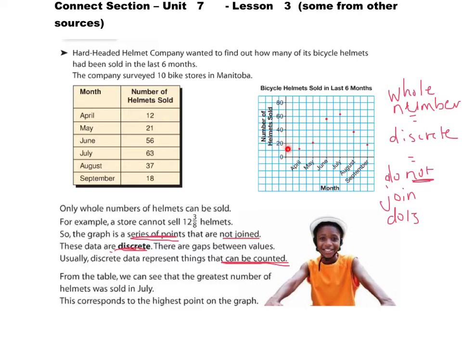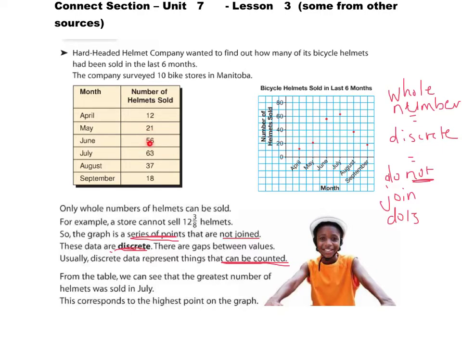Actually, they have counted by 10s because they've got a line in between each time. So 10, 20, 30, 40, 50, 60, 70, and 80. Remember, you have to count by intervals, so by 2s, by 5s, by 10s, by 20s, etc. And they have plotted their points appropriately. So April was 12 helmets. It's a little bit more than 10, so it gets put just a tiny bit above 10. May was 21, so it's just slightly above 20.